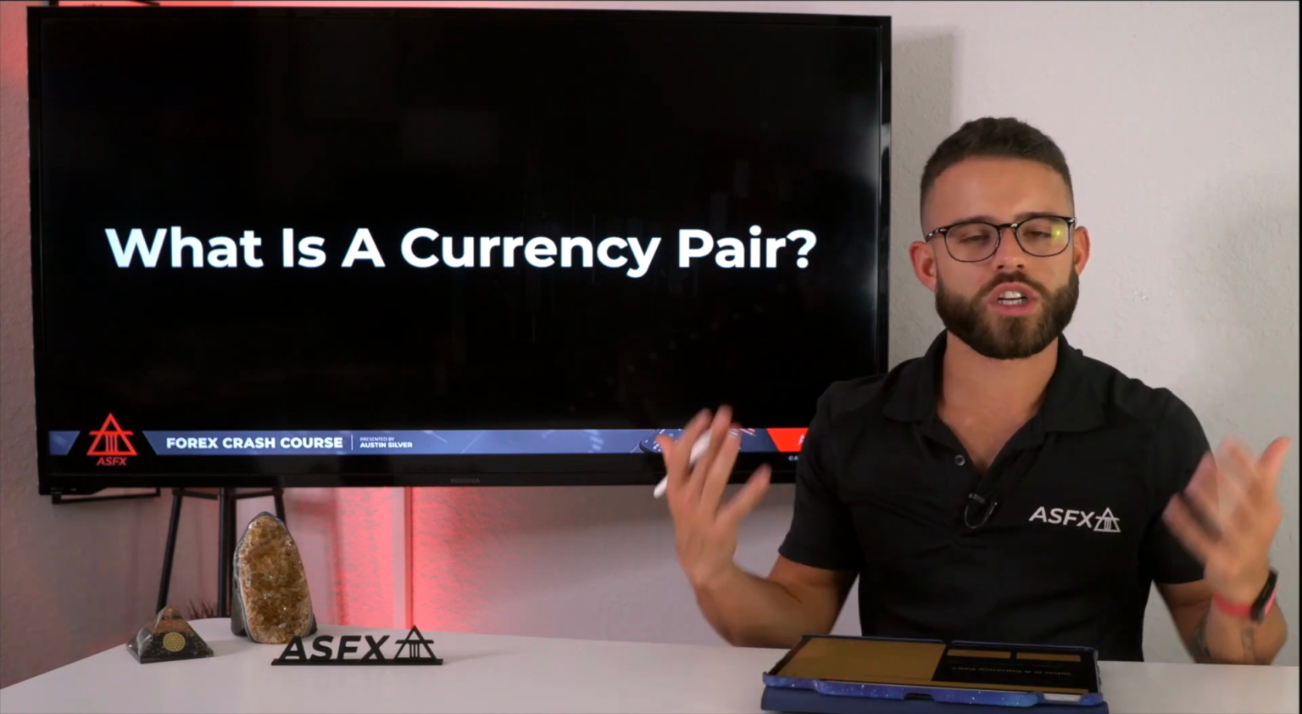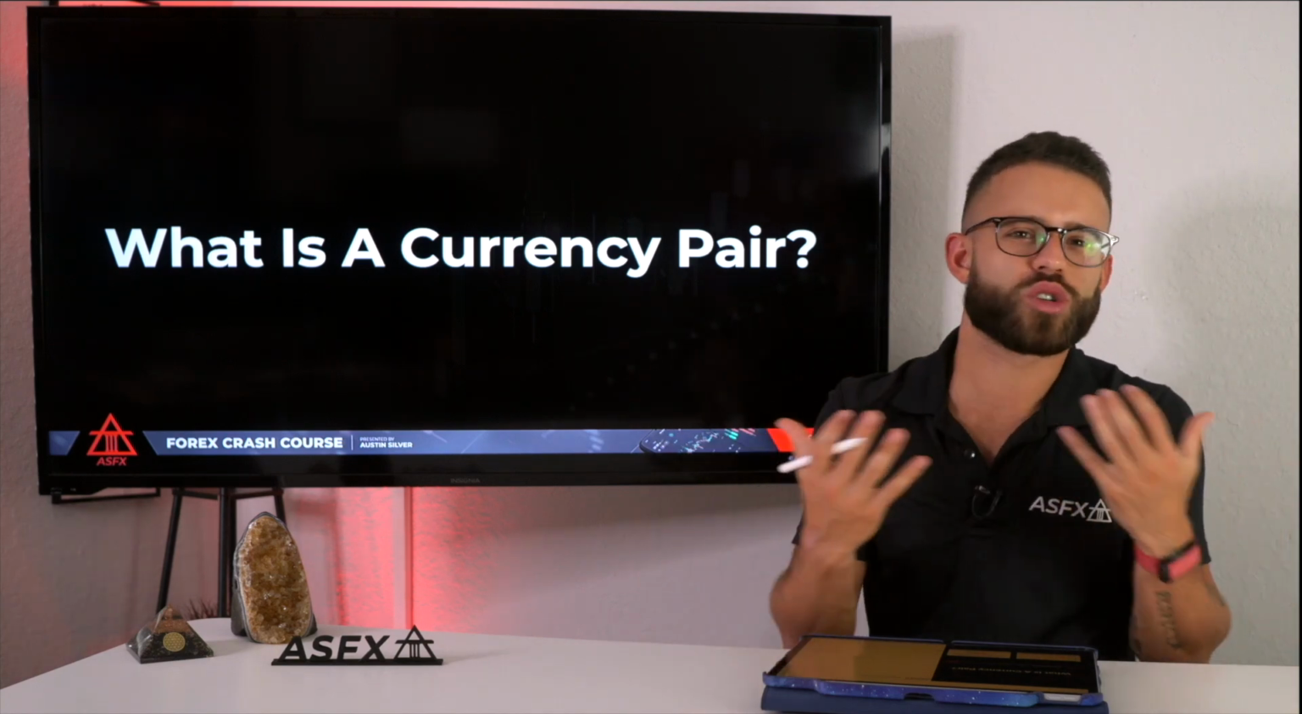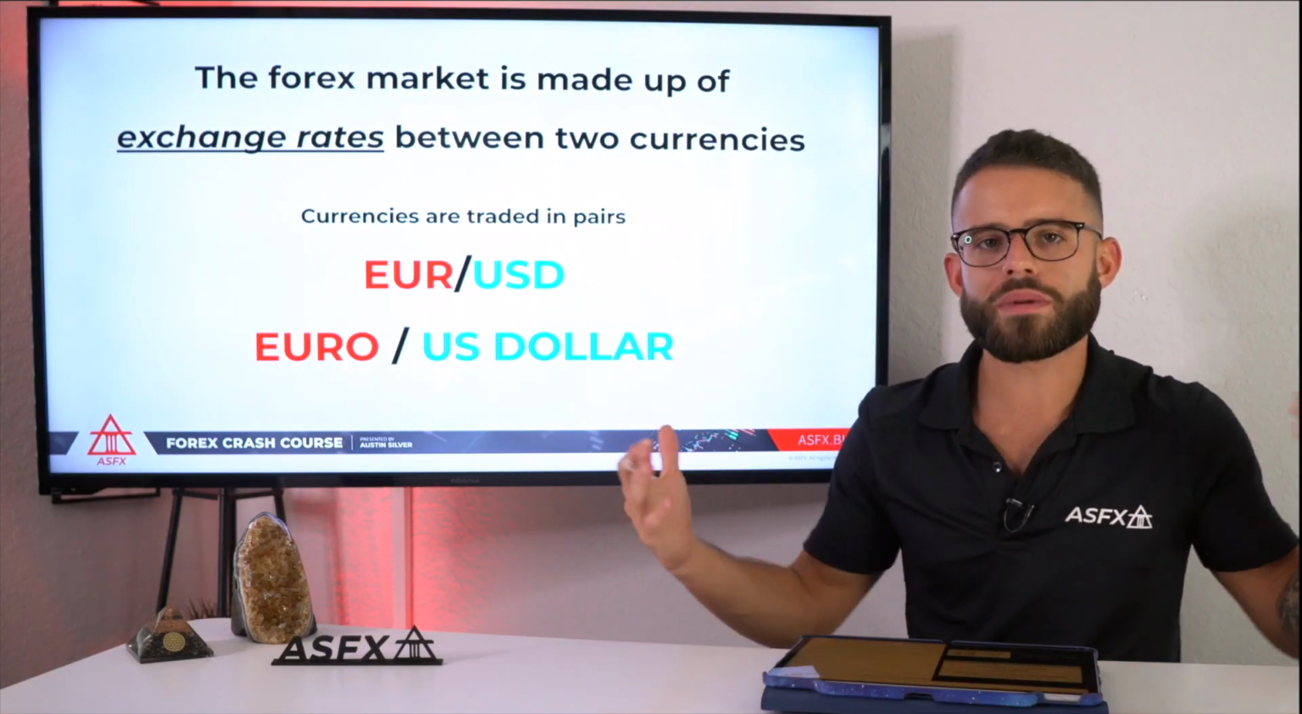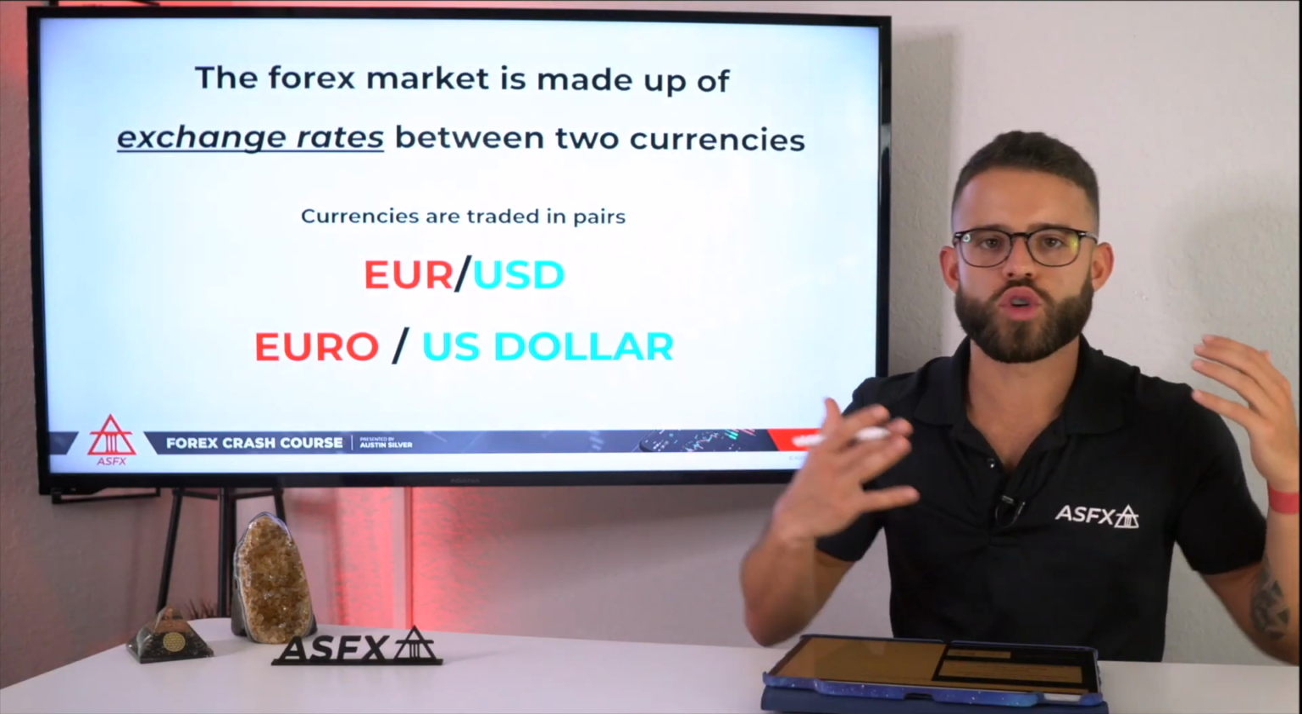So in this chapter, we're going to talk about what a currency pair actually is. What is it made up of? How is it priced? We're going to get into all of that. So you've heard me mention before, euro, yen, euro, dollar.